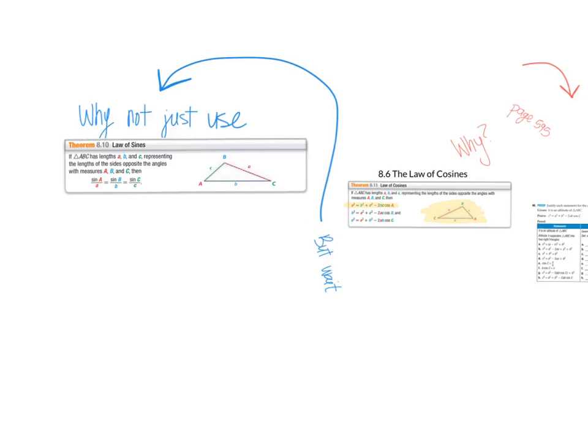Well, here's why. Let's say that we have a triangle, and we're trying to use the law of sines on the triangle.